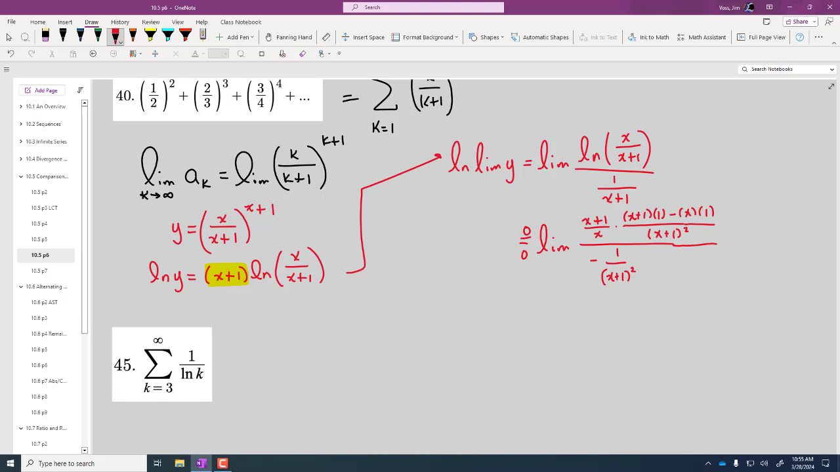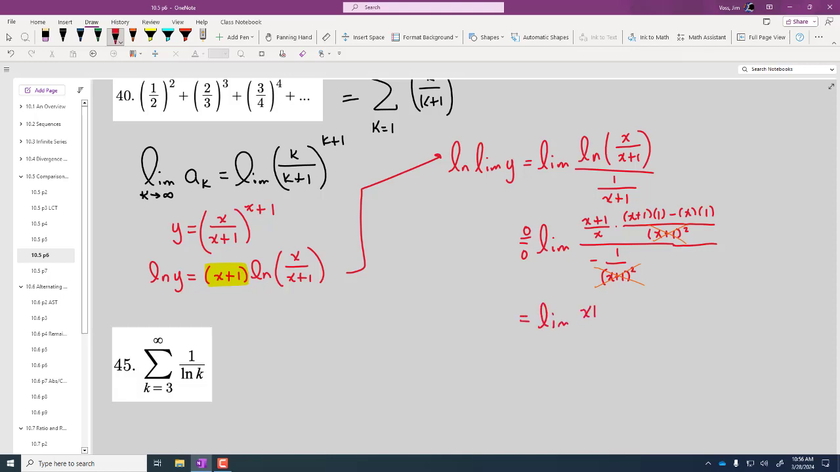These x plus 1 squareds cancel. That cancels with that. Right? Division by this reciprocal, if you were to flip it over, x plus 1 squared would be in the numerator, canceling with that x plus 1 squared in the denominator. Okay, so we know that. That's nice. So let's see what's left.